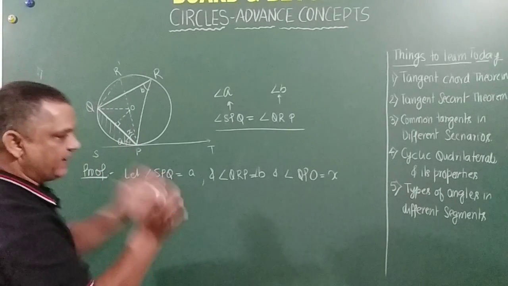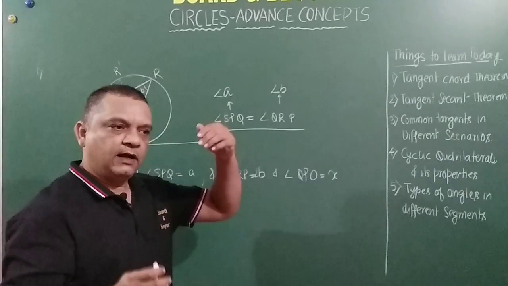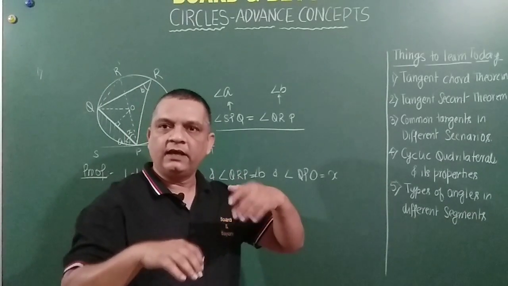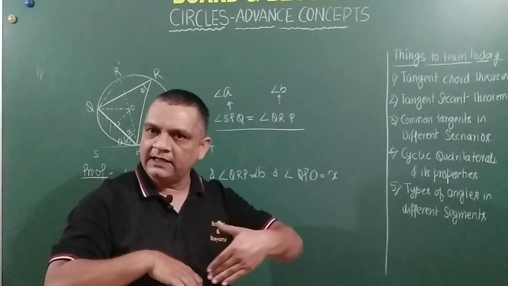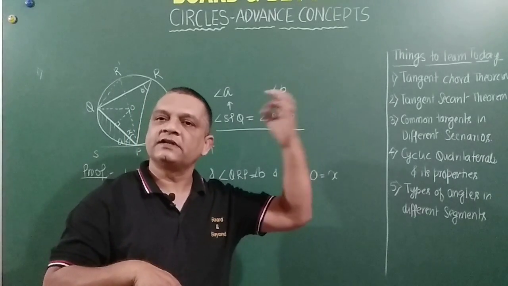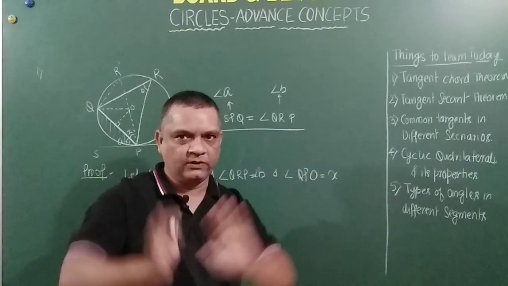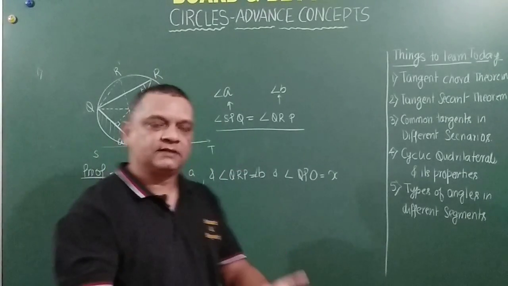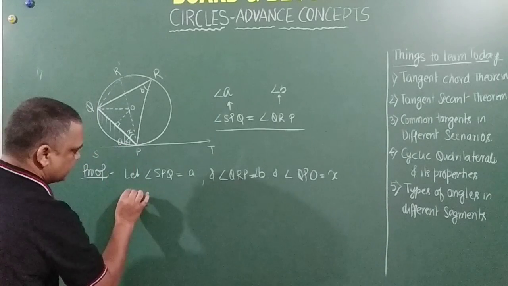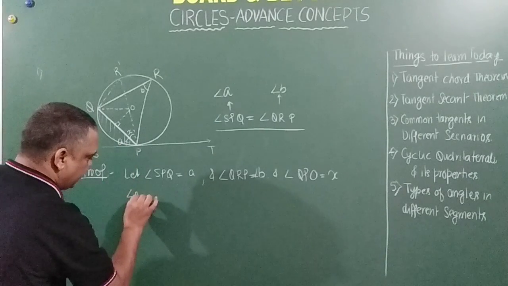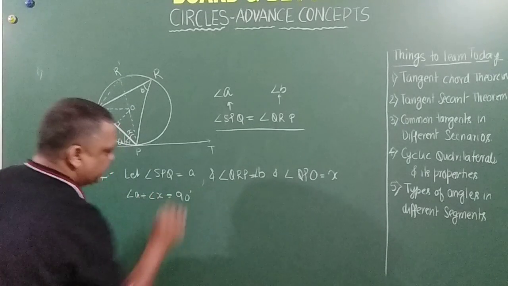Now friends, as per the theorem, we all know that the angle between a tangent and the line segment joining the center of the circle to the point of contact is always 90 degrees. This we have seen already. So I am taking this forward, right? So angle A plus angle X should be equal to 90 degrees, right friends?